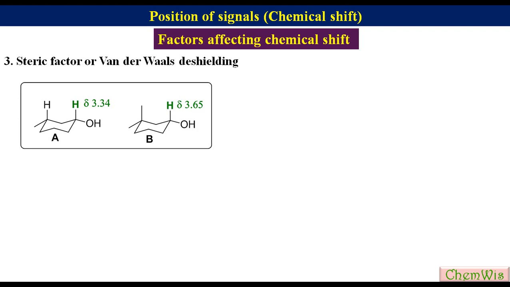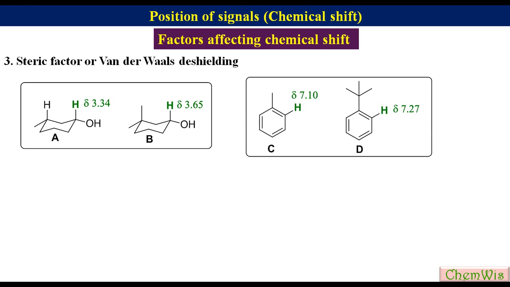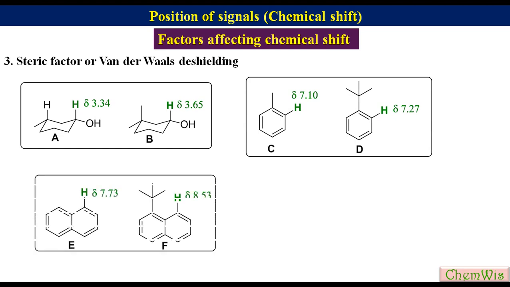The proton attached to the carbon bearing OH in compound B resonates at 3.6 ppm, which is downfield by 0.31 ppm compared to the similar proton in the model compound A. This is because the axial methyl repels the electron cloud of the proton shown in green and thus causes deshielding. Similar explanation can be given for C and D and E and F.